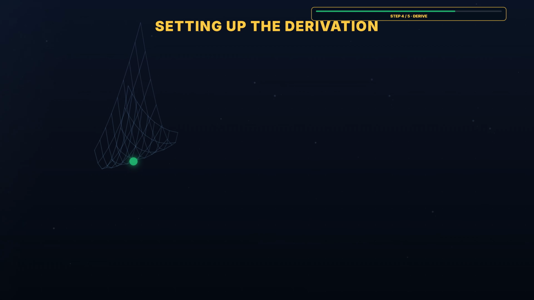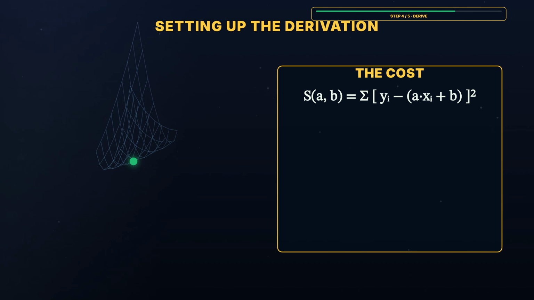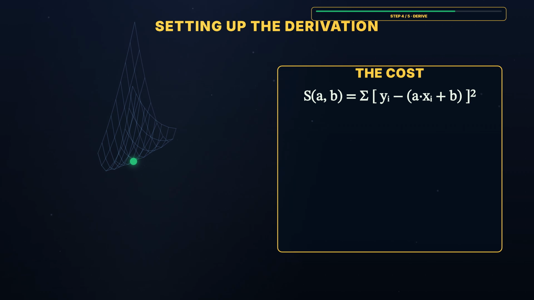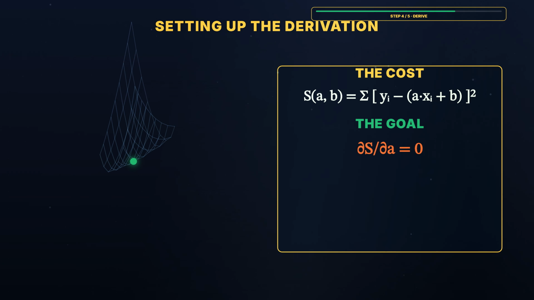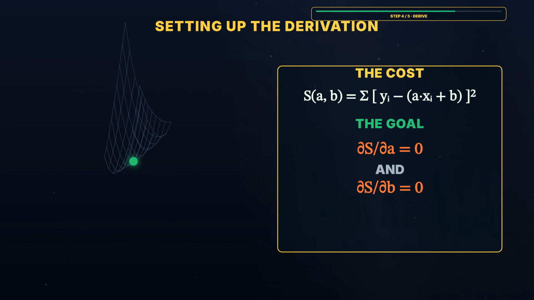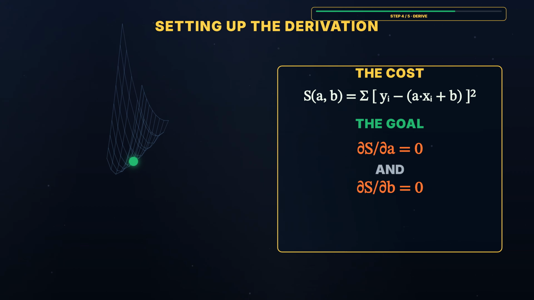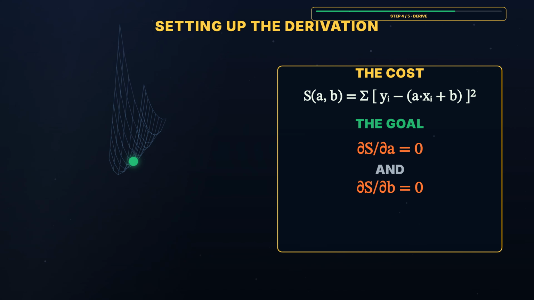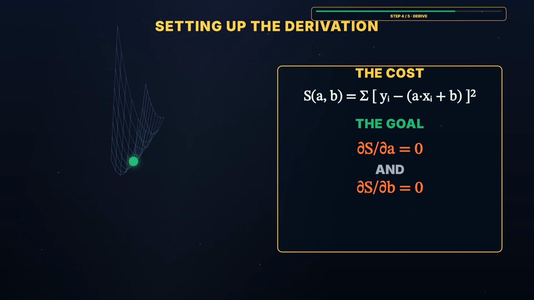The cost function is S equals the sum of (y minus (a x plus b)) all squared. On the left, a miniature 3D bowl with the minimum. Set the partial with respect to a to 0, and the partial with respect to b to 0. 2 equations for a and b. Solve them, and we have the optimal line.